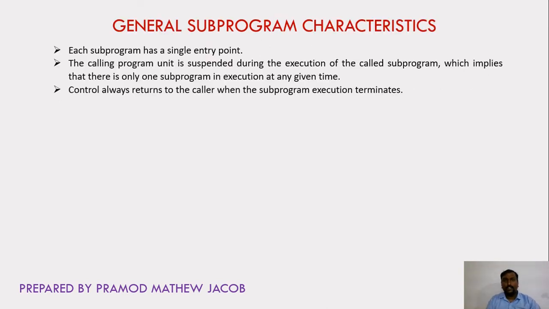The general characteristics of a subprogram or subroutine are that every subprogram has a single entry point. The calling program unit is suspended during the execution of the called subprogram, which implies that there is only one subprogram in execution at a given time. The control always returns to the caller when the subprogram execution terminates.